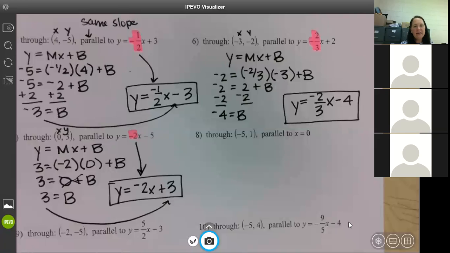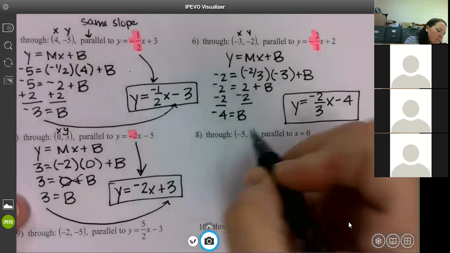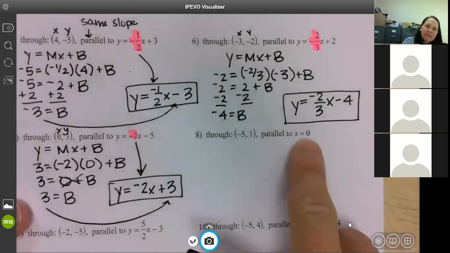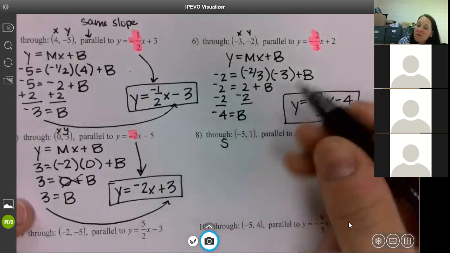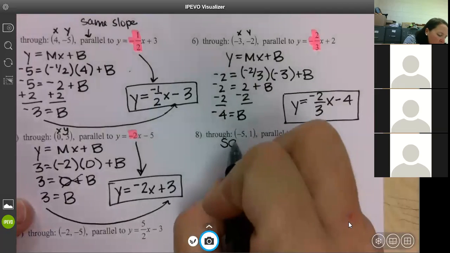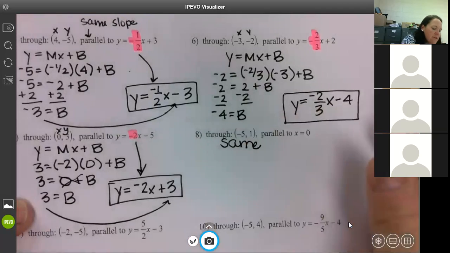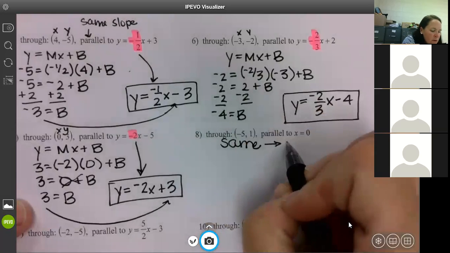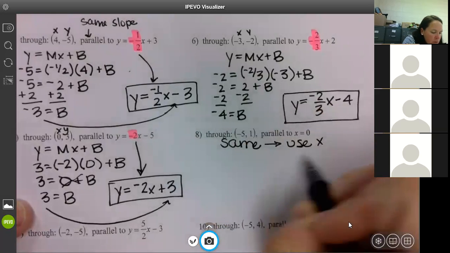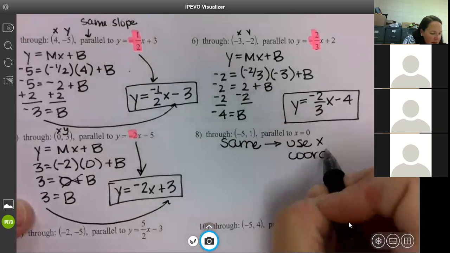So then number 8 is really, really simple. I'm going to show you the hard way first, and then the cheater way. It says parallel to x equals 0. That means it's going to be the same. Actually, I'm just going to show you the cheater way. Same. So use the same x coordinate.